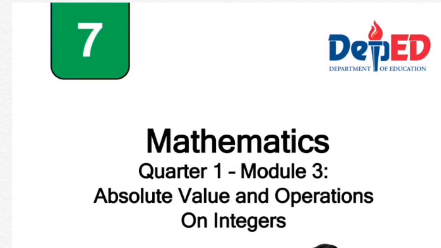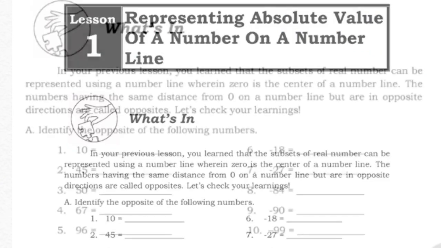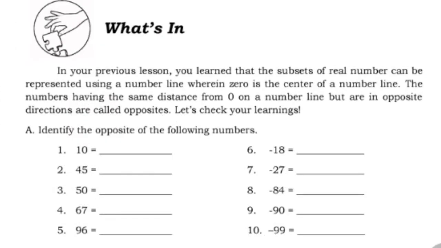So for today, I will discuss Mathematics 7 Module, Quarter 1, Week 3, Absolute Value and Operations on Integers. So let's have Lesson 1, representing absolute value of a number on a number line. So let's review what's in.